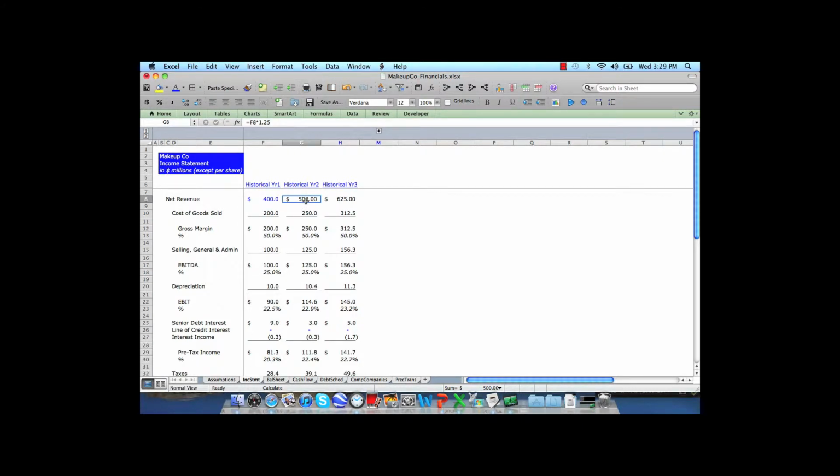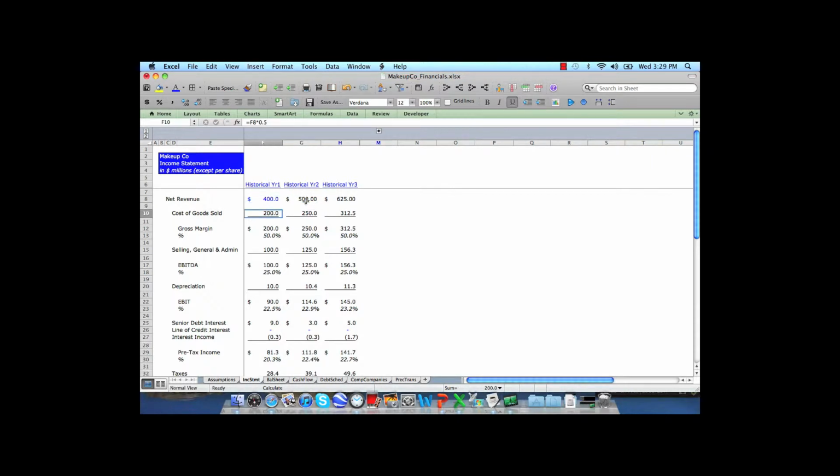Let's take a quick look down one of the columns. These are historical financials, again fictional, for Makeup Co. We can see it's had revenue growth, and I'm just making these numbers up. I started with 400 million. This cell up here tells you that the dollars are in millions. 400 million of revenue, and it's grown by 25% in each of the past 2 years.